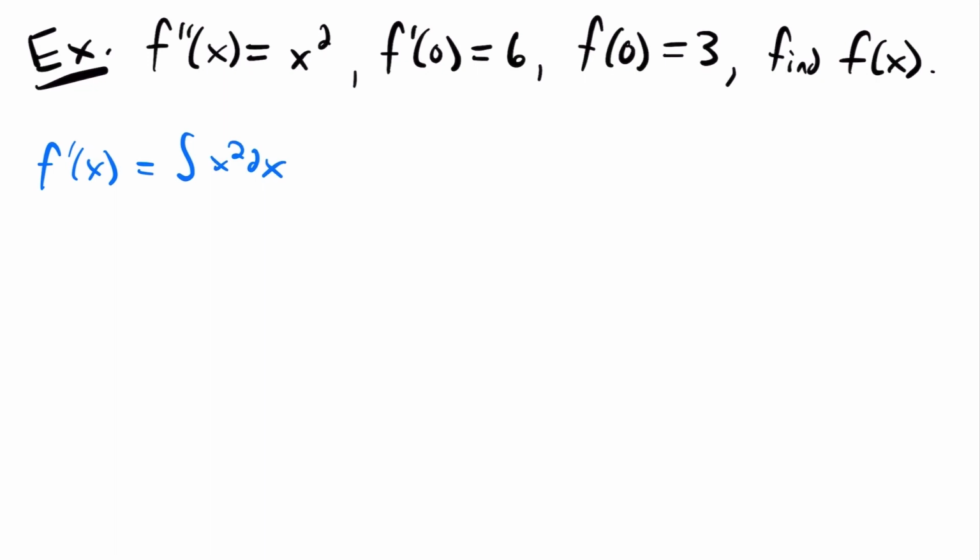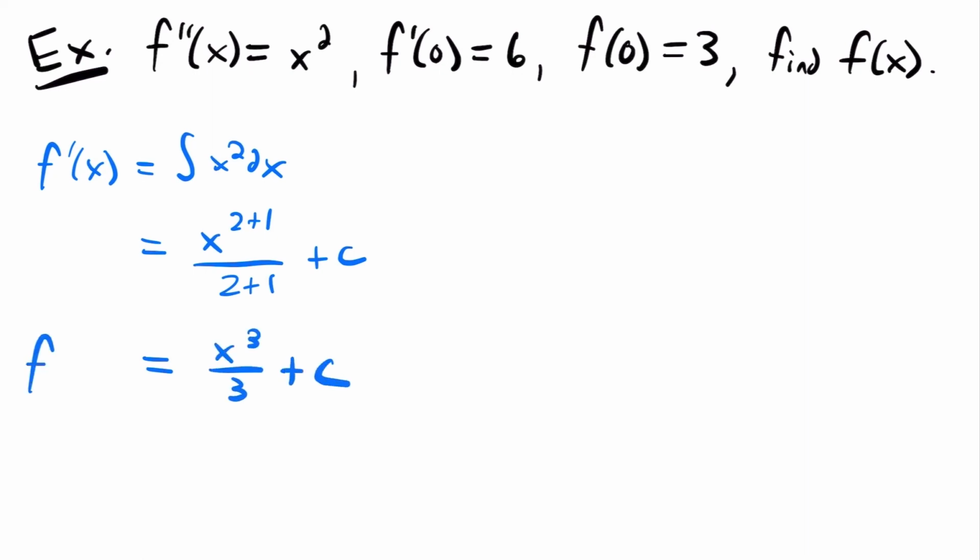And so if we solve this integral, we'll have that this is equal to x to the power of 2 plus 1 divided by 2 plus 1 plus c. And so if we simplify that, this will be equal to x to the third power divided by 3 plus c. And so this is f prime of x, or our first derivative, at least the general solution of that derivative.